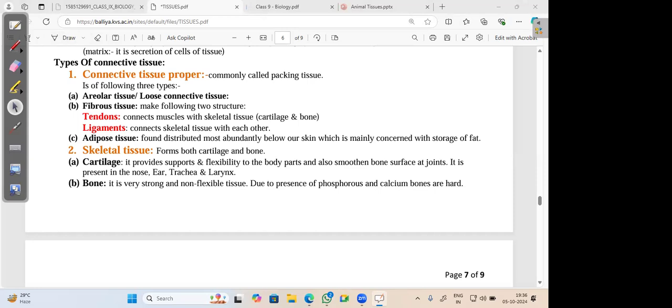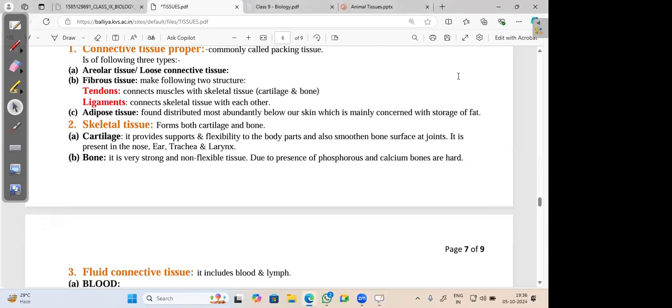So adipose tissue is found distributed most abundantly below our skin, which is mainly concerned with storage of fat. So your skin becomes fatty if you are using a lot of fat. There is a lot of development of the adipose tissue. So in your body, the fat is deposited under the skin. The skeletal tissue forms both the cartilage and the bone.